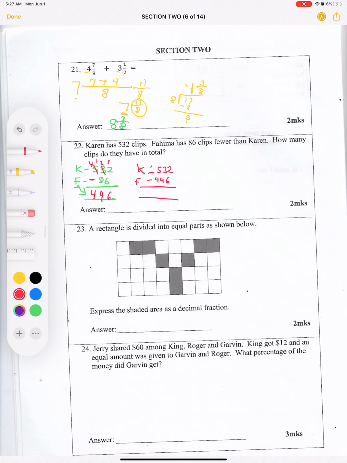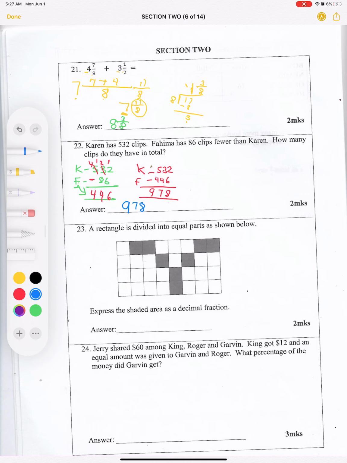Let's add right here. 2 plus 6, 8. 3 plus 4, 7. 5 plus 4, 9. So the answer is 978 clips.